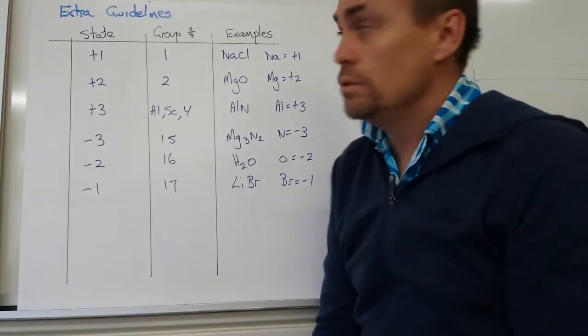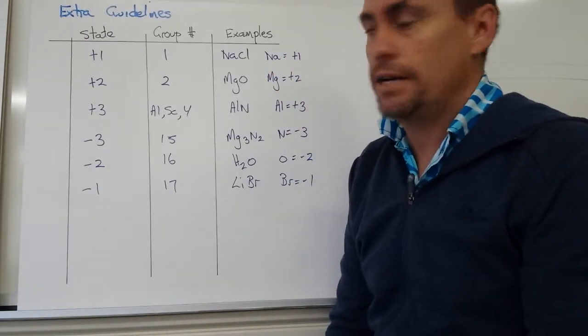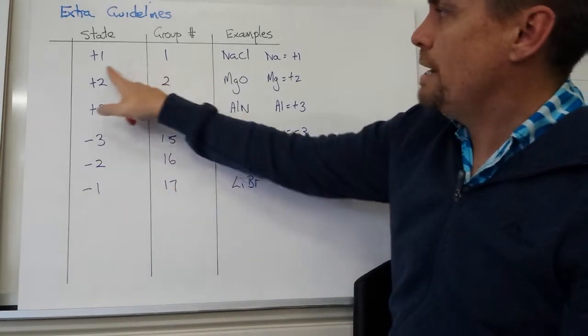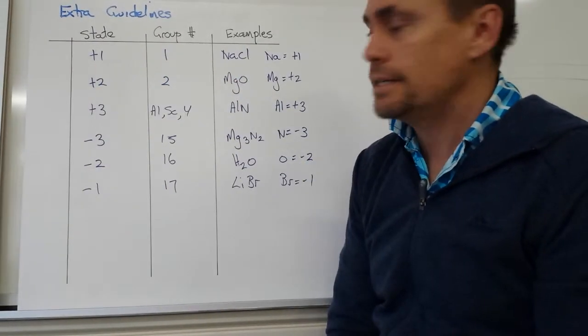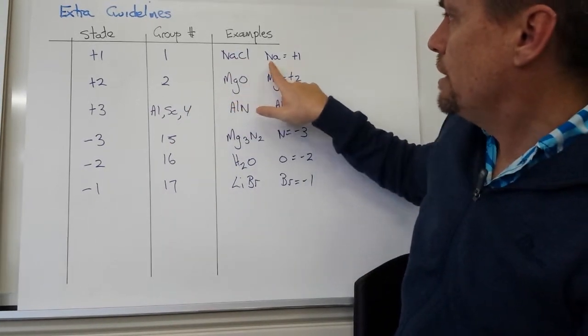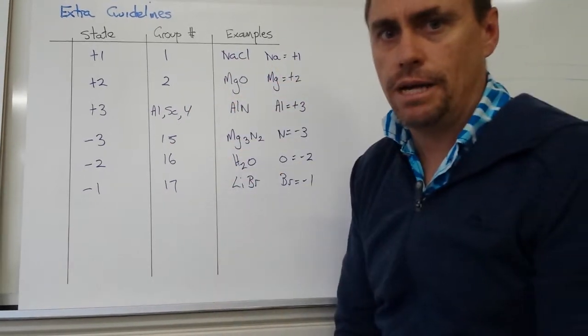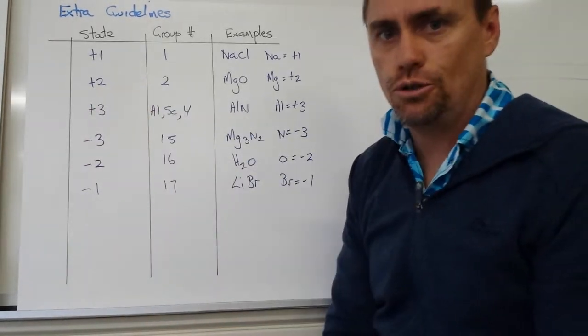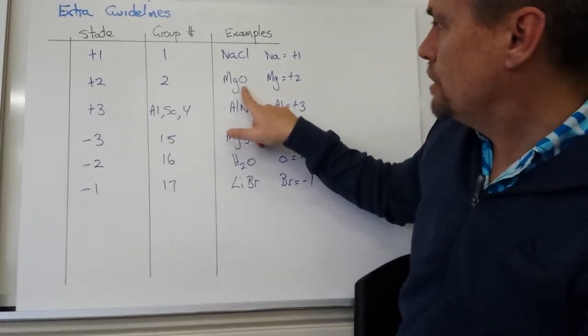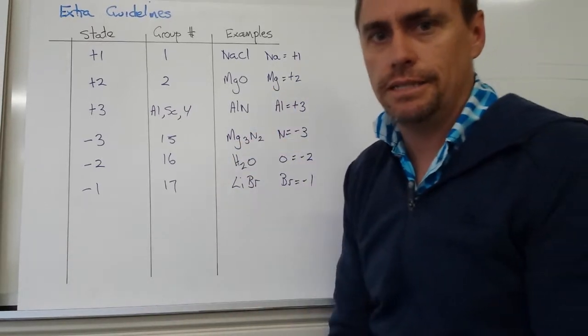To go with our rules, we also have an extra set of guidelines. So for group 1 elements, they exist in a +1 oxidation state. So our sodium chloride, our sodium will be a +1 oxidation state. Group 2 elements exist in a +2 state. So our magnesium oxide, our magnesium will exist as a +2.